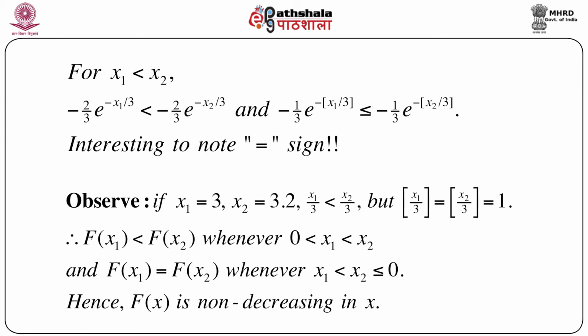Now we have to check whether capital F is non-decreasing. For x1 less than x2, that means take 2 numbers x1 and x2 such that x1 is less than x2. Then minus 2 by 3 e to the power minus x1 by 3 is less than minus 2 by 3 e to the power minus x2 by 3, and minus 1 by 3 e to the power minus floor of x1 by 3 is less than or equal to minus 1 by 3 e to the power minus floor of x2 by 3. Now it is interesting to note the equality sign.